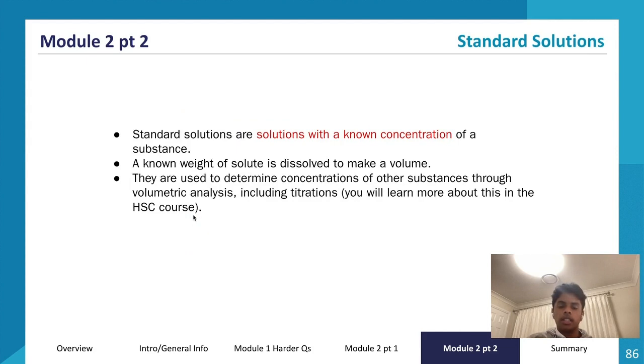So standard solutions now. Standard solutions are solutions with a known concentration of a substance. A known weight of solute is dissolved to make a volume, and they're used to determine concentrations of other substances through a process called volumetric analysis. So we're finding the volume of the substance to calculate other properties of it. That includes a process called titration, which you will learn more about in module 6 and module 8 in your HSC course.